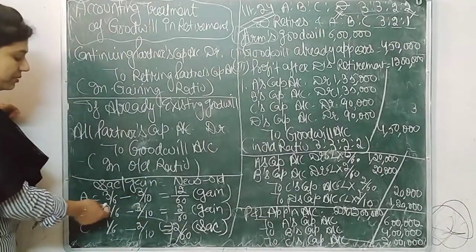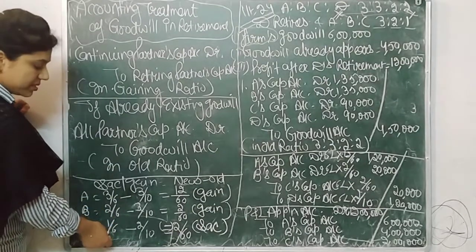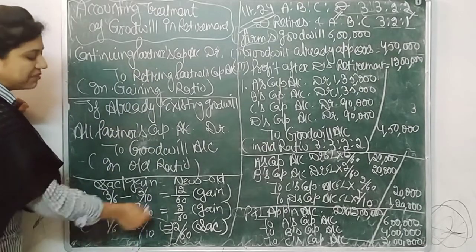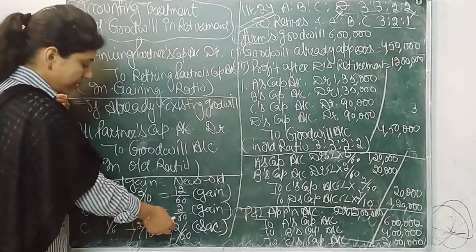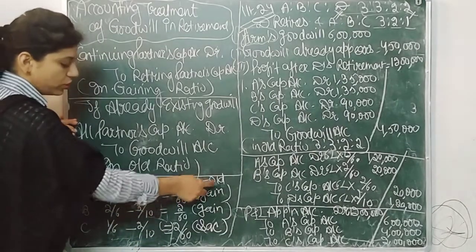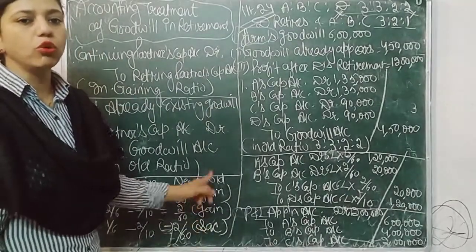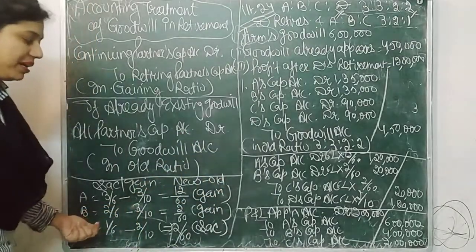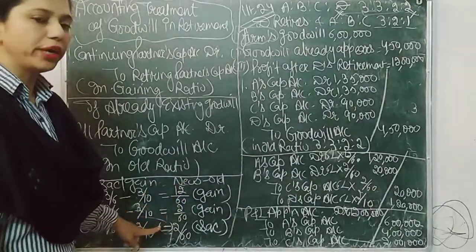Sacrifice or gain. New ratio of A is 3/6, B is 2/6 and C is 1/6, minus their old ratio, that is 3/10, 3/10 and 2/10. When we solve it, A is gaining 12/60, B is gaining 2/60, but there is a negative for C. As I told you, new minus old here. Because it is negative, that means it is sacrifice. In admission, we do old minus new, and if it is negative, then it is gain. But in retirement, we calculate new minus old. If it is negative, then it is sacrifice. So keep this point in mind.